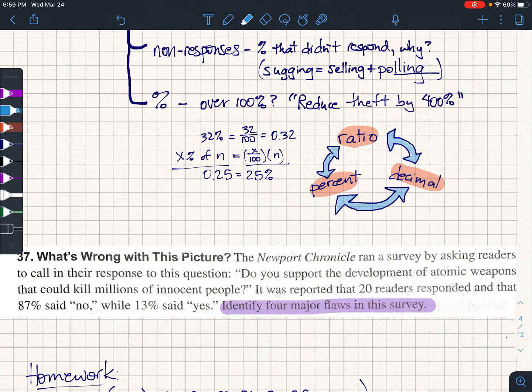Well, hopefully you can see. Asking readers to call in, right? That's voluntary. We have a loaded question: innocent, right? Millions. That is not as problematic. What I haven't really talked about is 20 readers. This is a really small number for a survey. And if Newport Chronicle wants to have a statistic that's valid, having more than 20 is important.